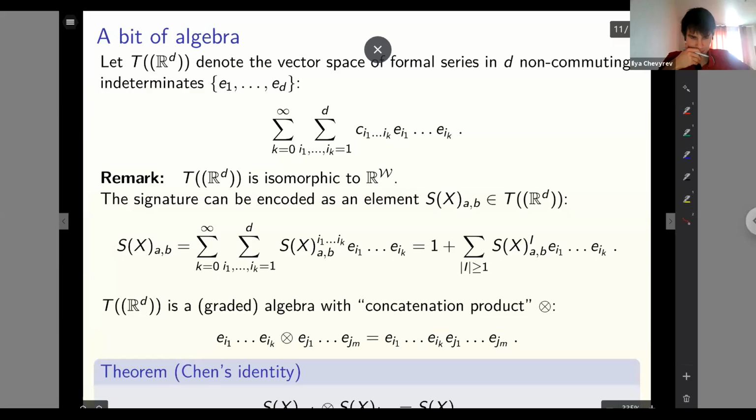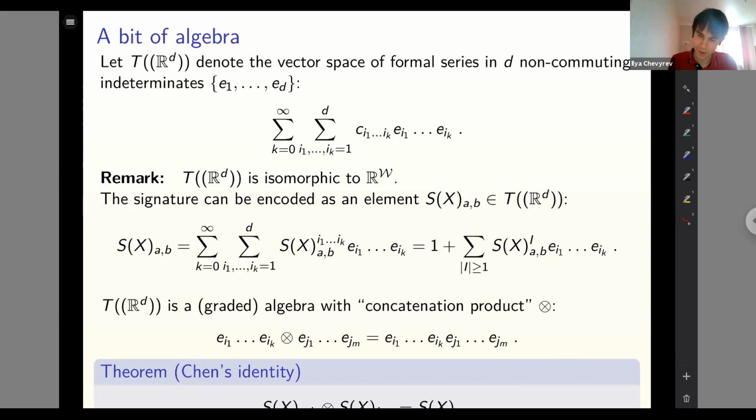So let me just briefly recap what it is that we did last time. I'm going to start off a little bit into this, actually into the second lecture. In the second lecture, I introduced an algebraic setup in which we can view the signature. This was the space of formal series in d non-commuting indeterminates.